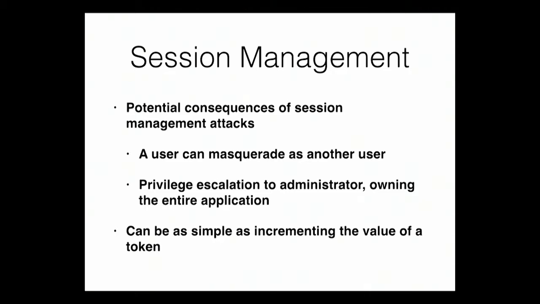That's the point here. So you can have privilege escalation vertically up to administrator or horizontally over to another user. And this might be as simple as just incrementing a token. If the token is simple, the first user is user number 1,000, next user is 1,001, next user is 1,002. So if you just change the number, you'll be in somebody else's account. So you try to be less predictable than that.